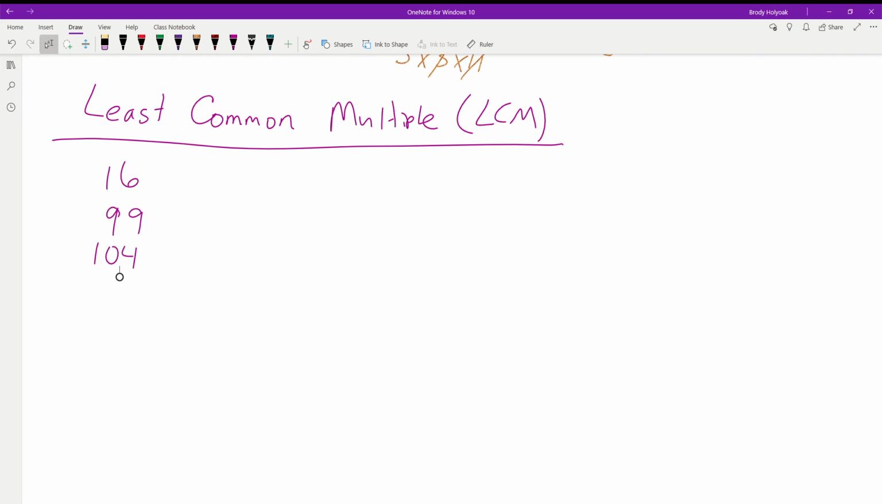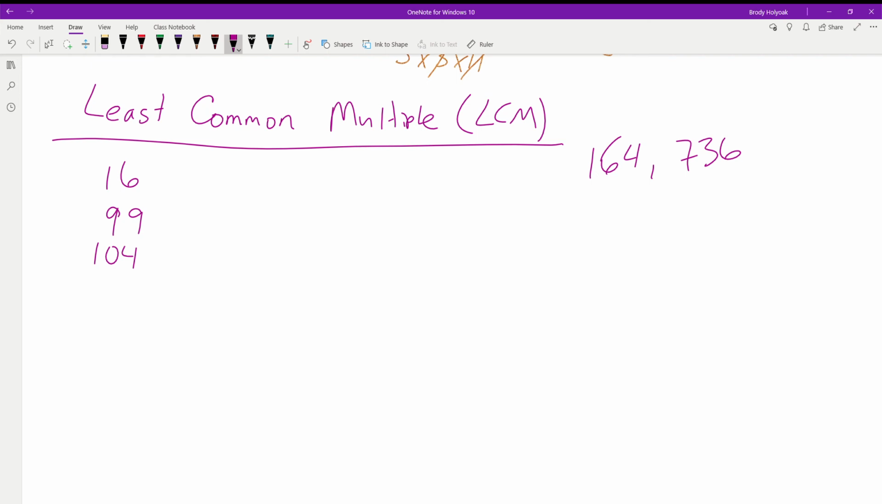So I'll tell you right now, if we were just to take these numbers and brute force them, the multiple that we would get with these guys, that's not the least common multiple. That's if we were to brute force it. That's simply taking 16 times 99 times 104, which is a large number because there's a lot more values to consider. The one we're looking at is a lot smaller than that.